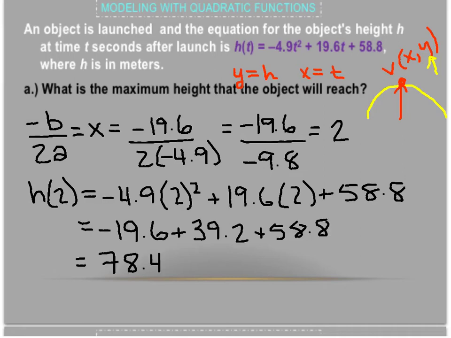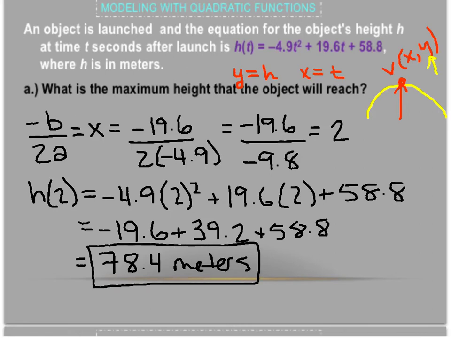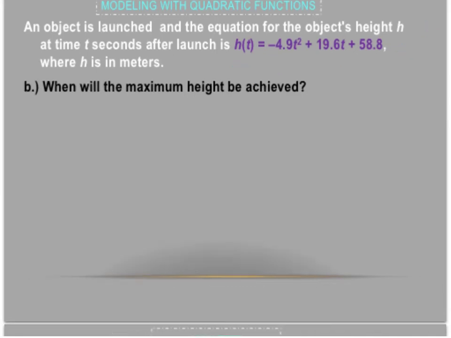Remember, height is measured in meters in this problem. So our object is going to reach its maximum height at 78.4 meters, and that's going to be the y-coordinate of our vertex, remember. The next question says, when will the maximum height be achieved? So remember, we threw our ball in the air, it hit a max height, and it came back down. The max height that this occurred at was our vertex, right? So the max height is our vertex.